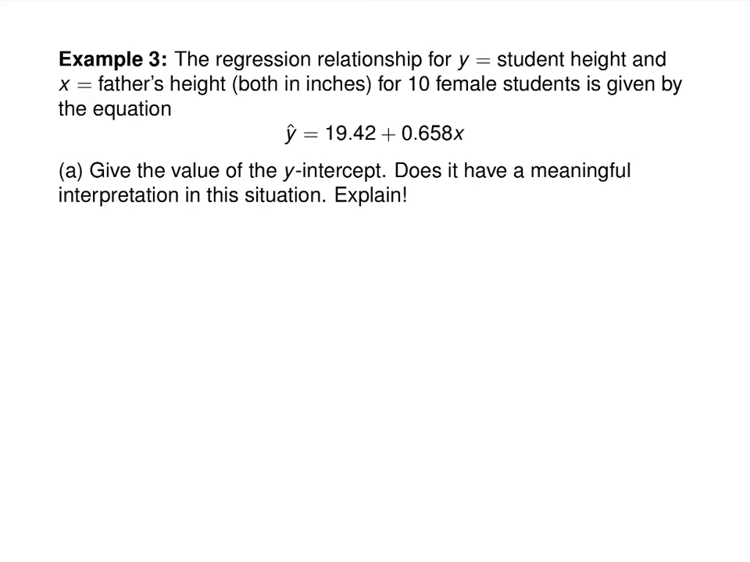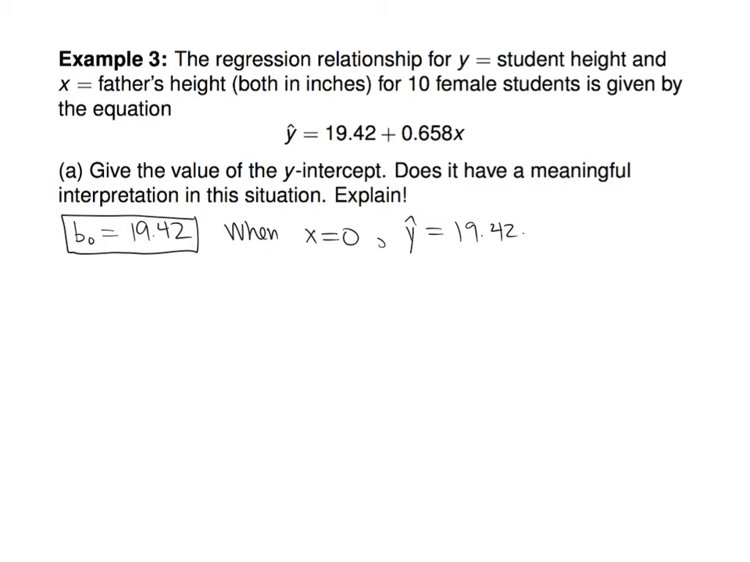So here we have a regression equation relating student height, and this is actually for female students, and father's height. We found this using 10 female students, and the equation was y hat is 19.42 plus 0.658x. Give the value of the y-intercept. Does it have a meaningful interpretation in this situation? Explain. So the y-intercept, beta naught, is 19.42. So this tells us that when x equals 0, y hat is equal to 19.42.